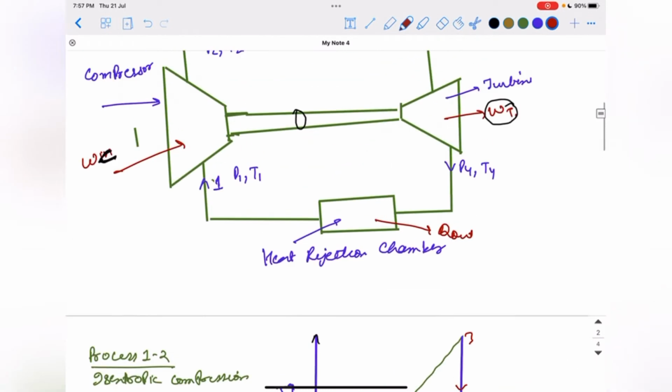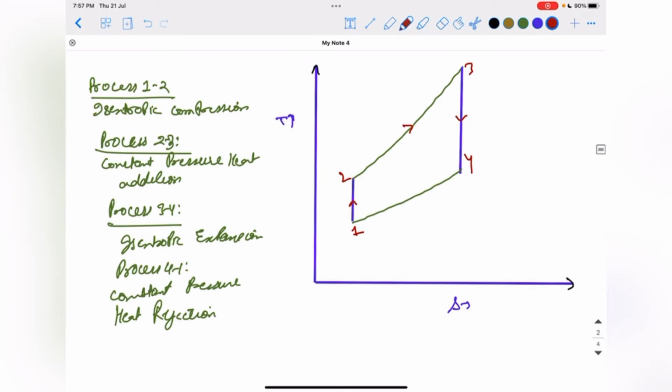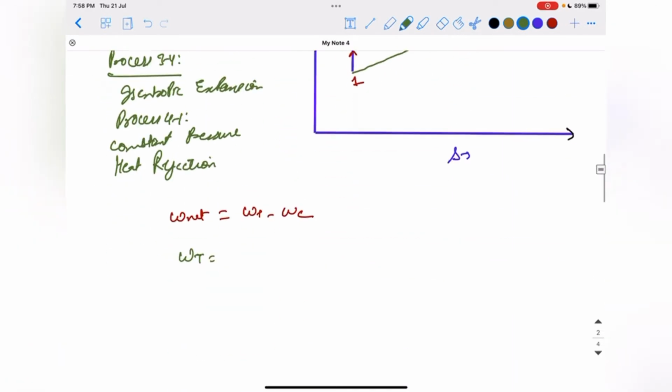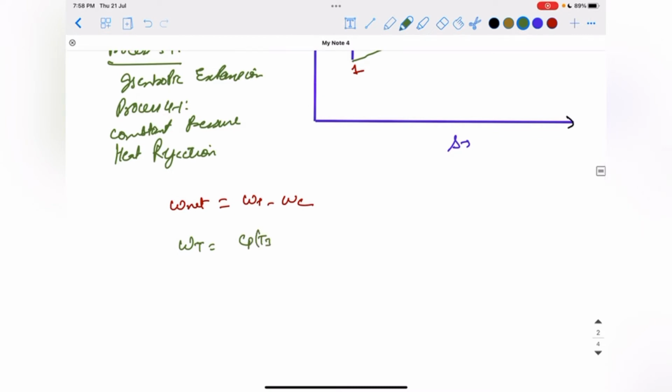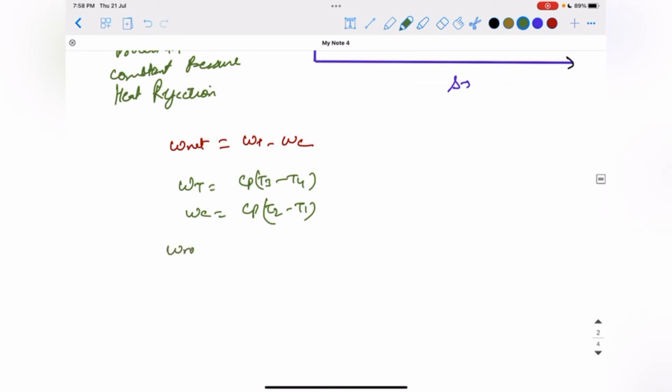Remember, we are talking of ideal Brayton cycle. Ideal Brayton cycle means the working fluid, air, is an ideal gas. So first we will find the work output. The net work output is given by turbine work minus compressor work. Turbine work is given by Cp (T3 minus T4). Similarly, compressor work is given by Cp (T2 minus T1). So net work is given by Cp (T3 minus T4) minus Cp (T2 minus T1).